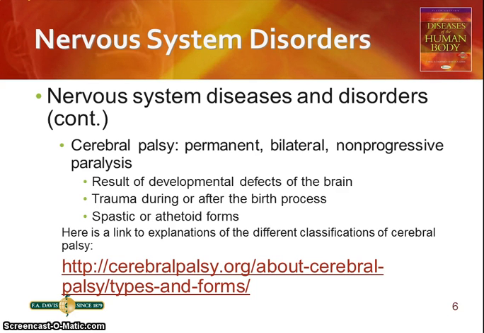Here's another nervous system disorder, cerebral palsy, which is a permanent bilateral, which of course means it affects both sides of the body, non-progressive paralysis. Non-progressive means that the paralysis that the individual has at birth will not progress. This is also a result of developmental defects of the brain. It could be trauma during or after the birth process, and could involve lack of oxygen during the birth process. There are spastic forms or athetoid forms.